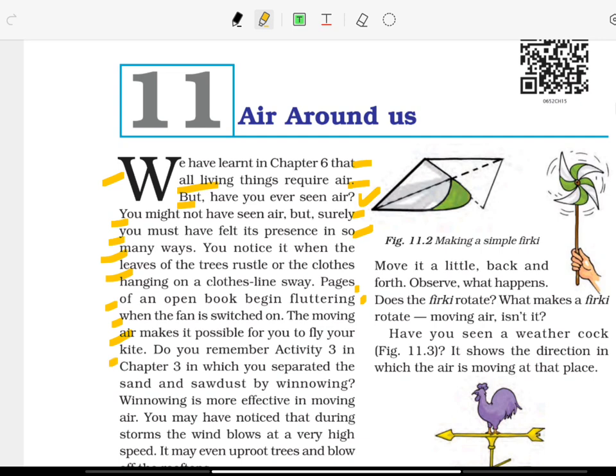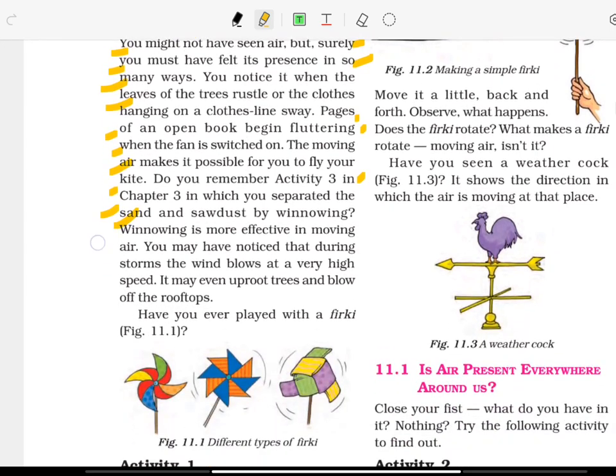Do you remember Activity 3 in Chapter 3, in which you separated the sand and sawdust by winnowing? Winnowing is more effective in moving air. You may have noticed that during storms, the wind blows at very high speed. It may even uproot trees and blow off rooftops. Have you ever played with a firki? This is a firki.